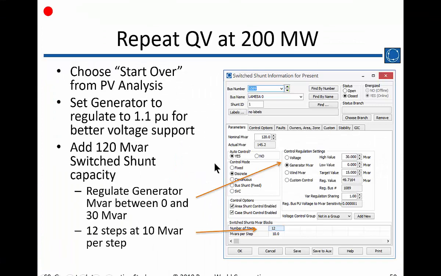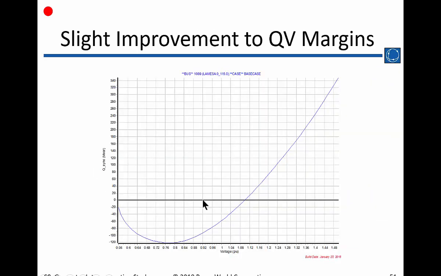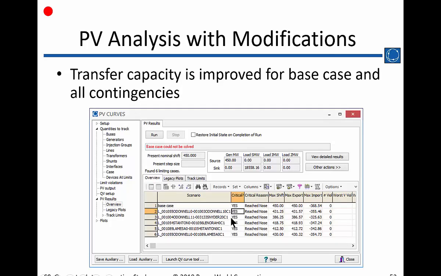I won't go into all the details on this. These slides are just provided for information only, but you could run the QV analysis at 200, add a switched shunt of 120 megavars capacity at the interconnection, and then repeat that and see if that improves the margin. In fact, it does, although the voltage falls off pretty sharply right here. And then we could also rerun the PV analysis with the capacitor inserted there, and we might find that we're able to get higher margins on the PV transfer as well. We have a most limiting case of 386, which is better than what we saw before.